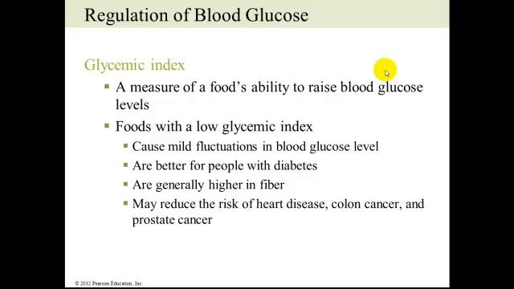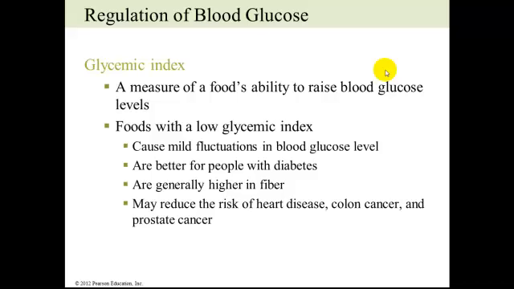Now, in terms of blood glucose, the foods that we eat have an effect on blood glucose, and there's a way to measure how much of an effect a particular food will have. It's something called the glycemic index. Now, the glycemic index is a measure of the food's ability to raise blood glucose level compared to glucose. So there are some foods that have what's called a low glycemic index, and these cause a very mild fluctuation in glucose level. People who are diabetic really need to pay attention to things like the glycemic index, and sometimes the glycemic index is a bit confusing. It's not necessarily a measure of how much sugar is in a food, right?